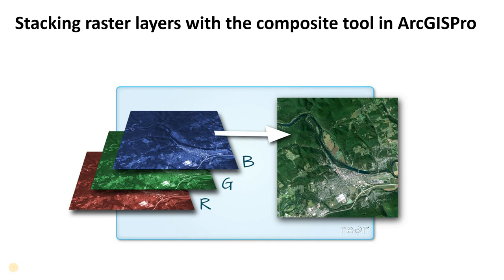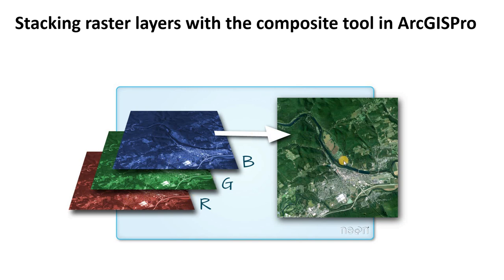All right, another very quick video here to show you how to stack raster layers using the Composite tool in ArcGIS Pro. So imagine that you have a bunch of raster layers. Each one has a single band, or they could actually have multiple bands. But they exist as separate files, for example, separate .tiff files.